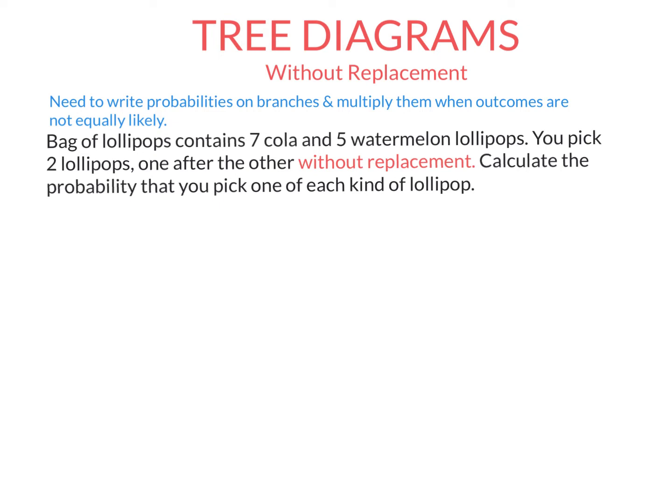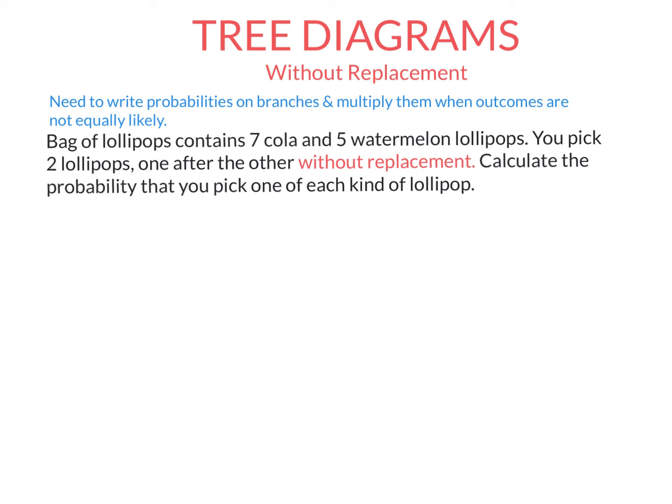So if we look at this example, we have a bag containing 7 cola, 5 watermelon lollipops. We're going to pick 2 lollipops, one after the other. This is a multi-stage event. Picking the first lollipop is the first stage. Picking the second lollipop is the second stage.